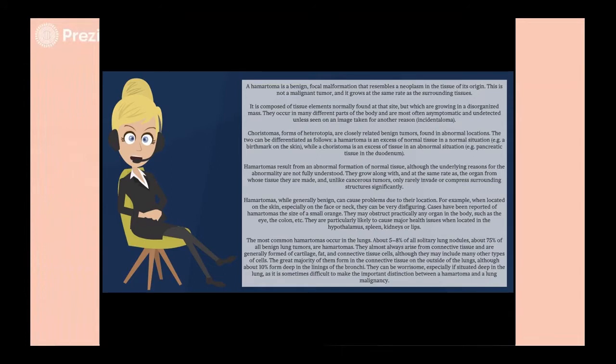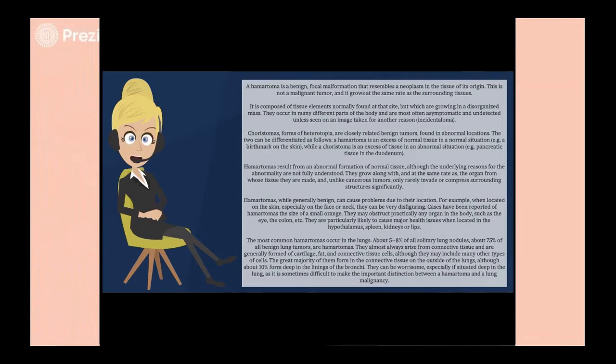Hamartomas result from an abnormal formation of normal tissue, although the underlying reasons for the abnormality are not fully understood. They grow along with, and at the same rate as, the organ from whose tissue they are made, and, unlike cancerous tumors, only rarely invade or compress surrounding structures significantly.